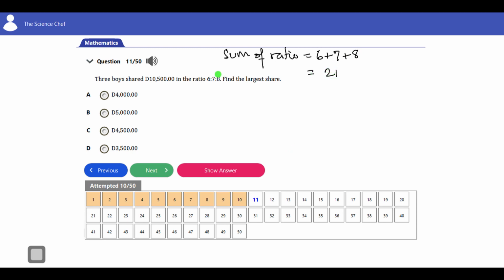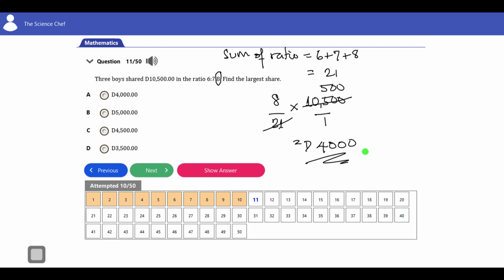And to calculate the largest share, we just go to the largest value in the ratio, which is 8. So we divide it by the total sum of the ratio, then multiply by the total amount being shared, right? So this would be 10,500 divided by 21, that would be 500. And 500 times 8 gives us 4,000. So the largest share there is $4,000, which is option A.